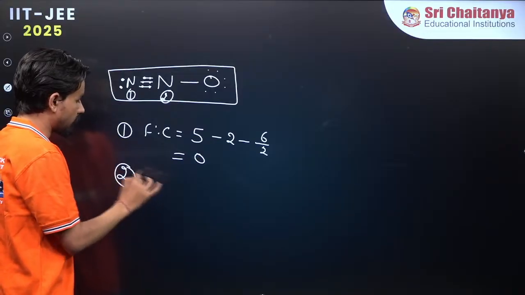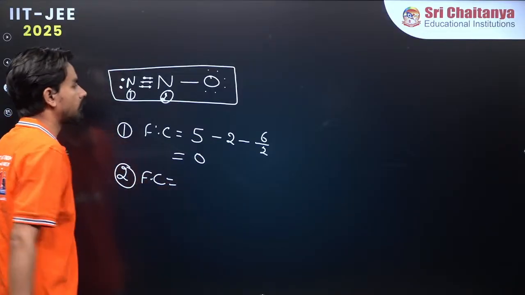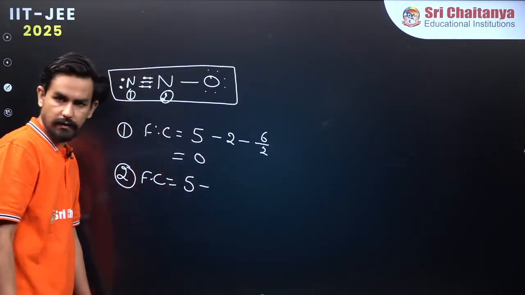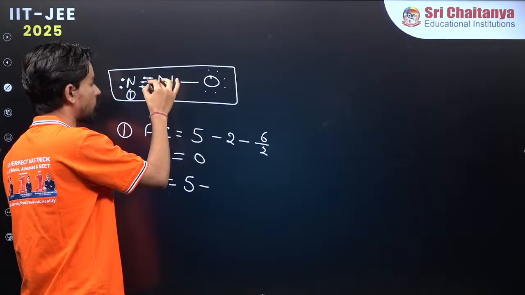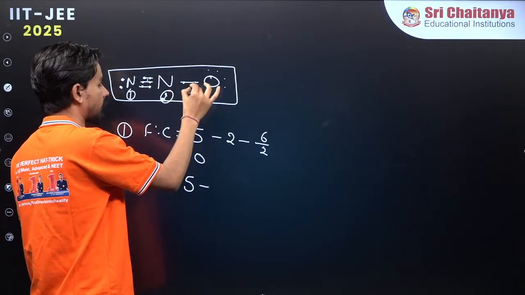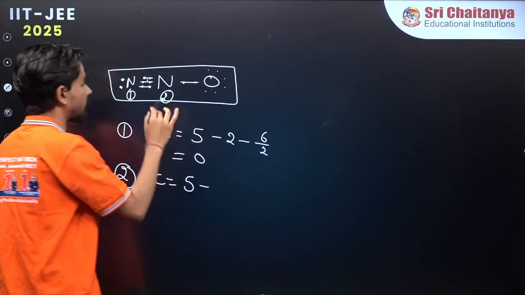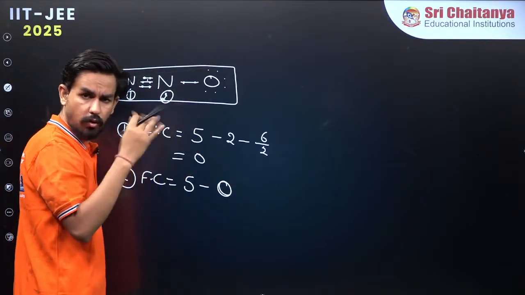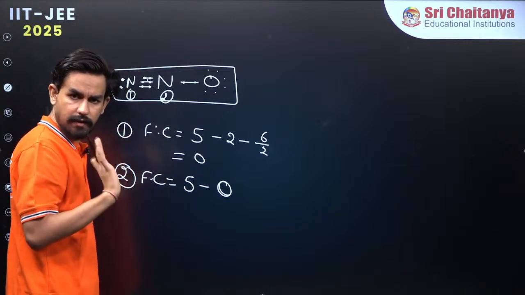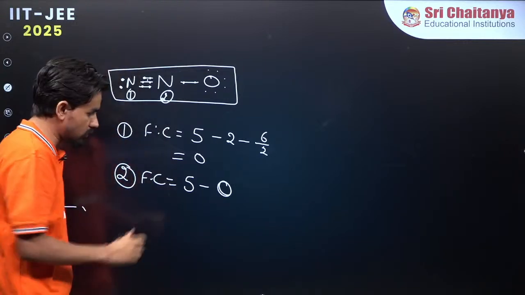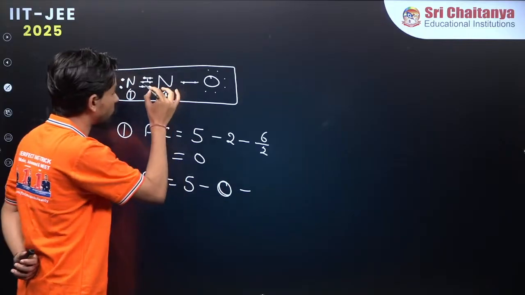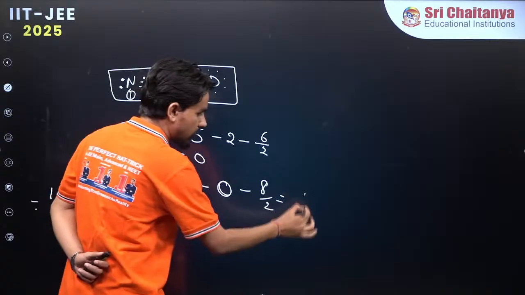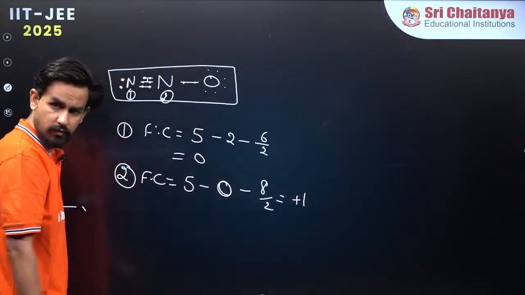For the second one, formal charge, if I calculate, how much? Nitrogen valence electrons 5, minus how much are shared? 2 4 6 and 2, 8. How many are unshared? 0 are unshared. There is no unshared pair of electrons. Now how many are shared? 8, so 8 by 2, that is 4. 5 minus 4, that is plus 1.